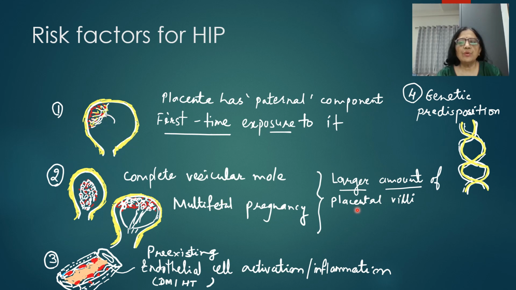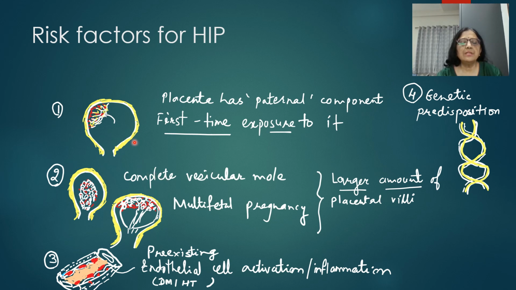Second is large amount of placental villi, which is seen whenever there is a multifetal pregnancy. A larger placenta is there, so more number of villi, and it will always be one of the risk factors for development of hypertension in pregnancy. And also gestational trophoblastic disease, especially complete vesicular mole.